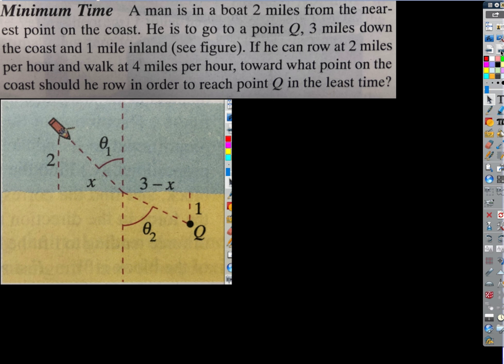Have you guys done optics yet, physics? Yes. So you've looked at refraction and reflection and things? Okay, so you guys have looked at Snell's law? Yes. Okay, all right.